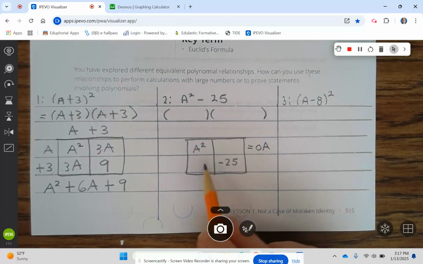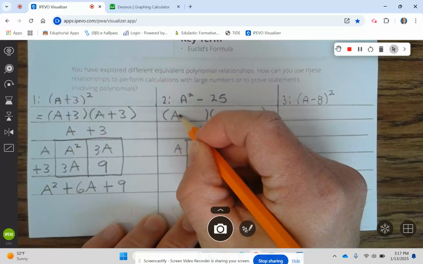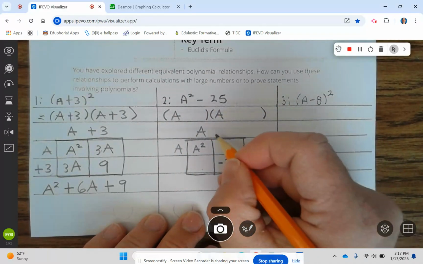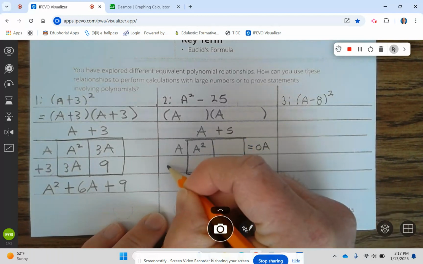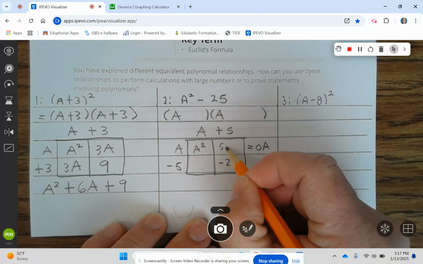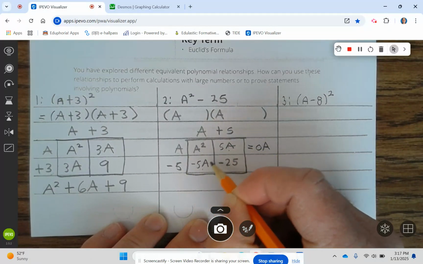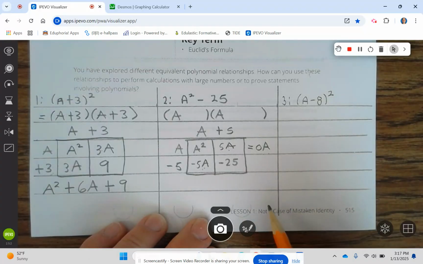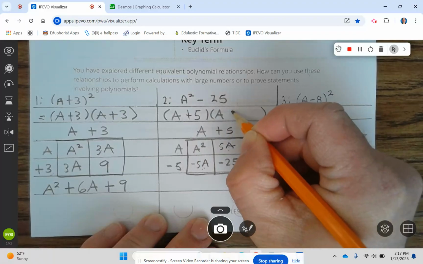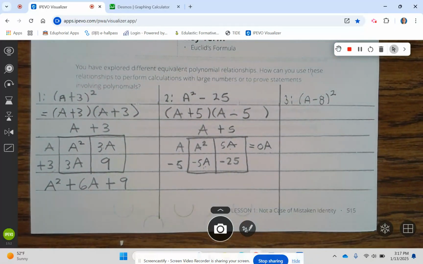Okay, so to get a squared, we know a times a. And then we need to figure out what number is multiplied to give us negative 25. Well, that's easy. That's plus 5 minus 5. So a times 5 is 5a. Negative 5 times a is negative 5a. 5a minus 5a is 0a. So this works. So our factors are a plus 5 and a minus 5. All right, go ahead and finish up number 2.